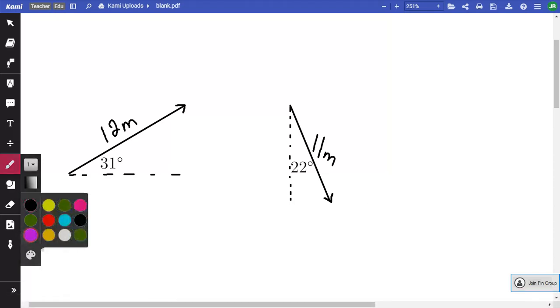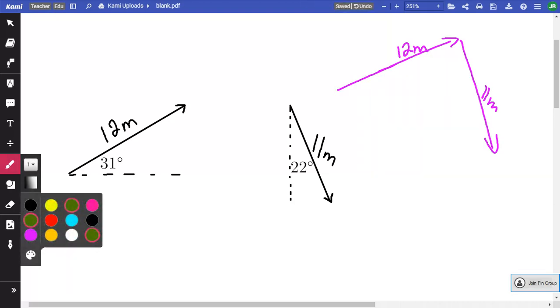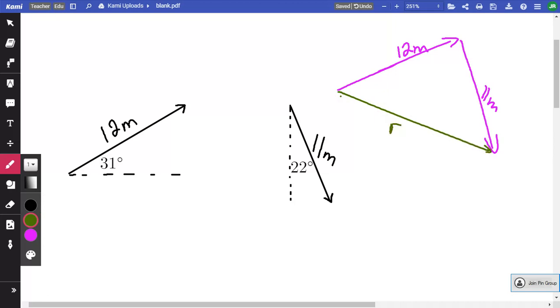So a lot of times what you feel like doing to start is you feel like doing 12 meters this way, and then 11 meters down this way. Well, let's make this quite a bit longer. And then what we want to find would be the resultant here. This can seem a bit tricky because if we do this, which angle do we take? Do we take this angle? No, that's not right, because we actually want to determine it based on east or north.